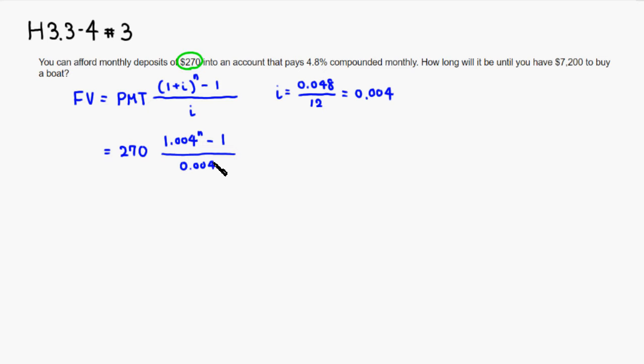0.004. That's the right-hand side, and we don't know how many payments. That's the question we're trying to answer. And then we have a future value, compounded monthly, and here is the future value: $7,200. Then what we want to do is solve for n.